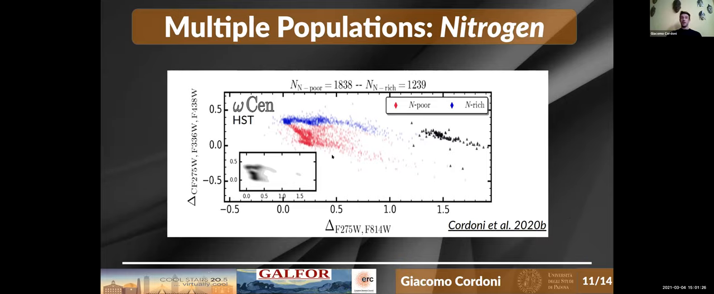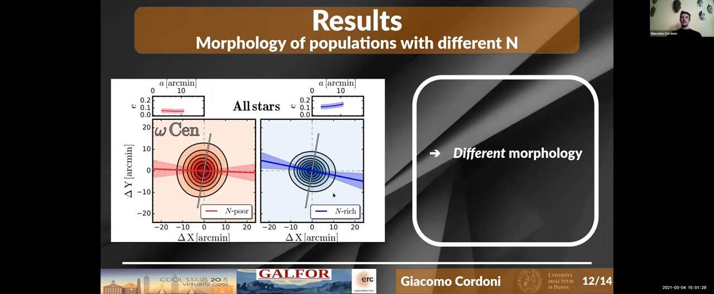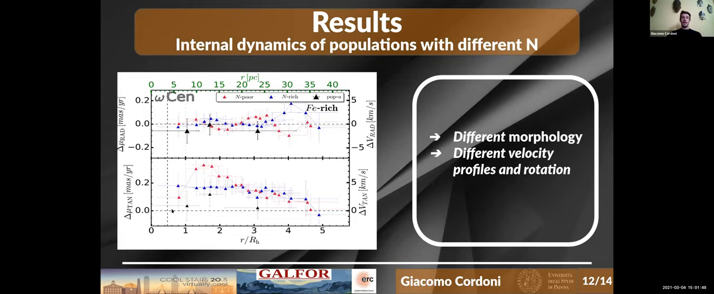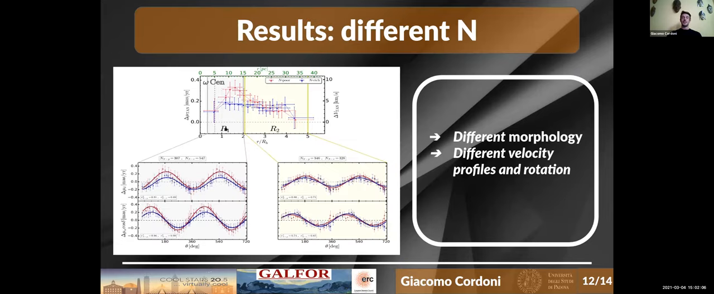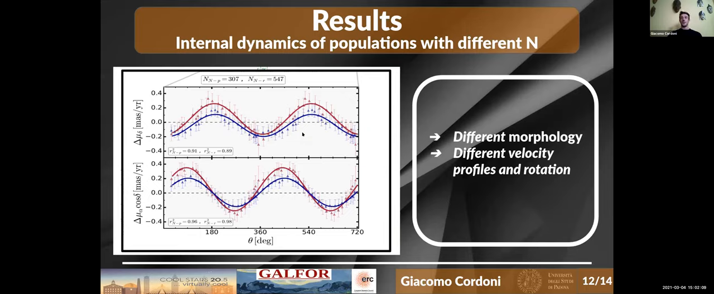For instance, if you look at the morphology of nitrogen-poor and nitrogen-rich stars, we see that the blue ellipses are much more flattened, and indeed the two populations have a different morphology. And if we look at their dynamics, concerning the rotational profile, that is the bottom panel, the red points follow a different pattern than the blue points, meaning that they have a different rotational profile. And if we focus on the region where we see the most differences, labeled R1, we see that the rotational pattern is clearly different, beyond the observational uncertainties. So that makes this difference significant.